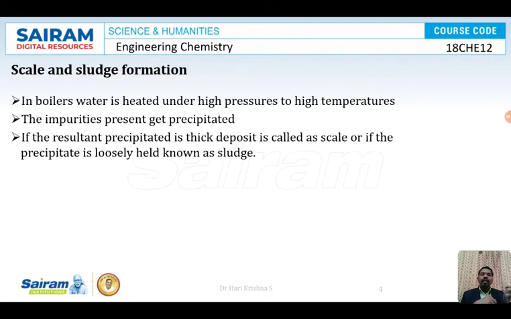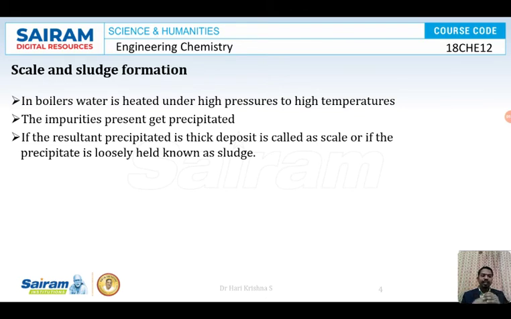at the bottom you can see the deposits of salts. That deposit, that thick layer, is called scales. When water is heated inside the boiler, impurities get precipitated, and if the precipitate formed is hard and adherent to the walls of the container, then it is called a scale. If it is thick and adherent to the walls of the container, it is called scale.